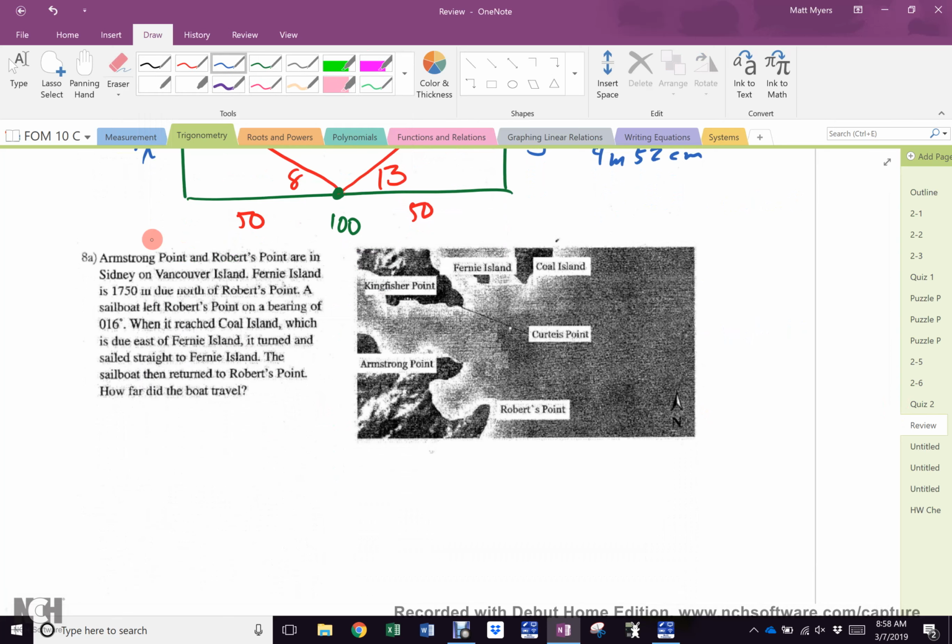This question. First one, I start at Roberts Point, and I sail off at 16 degrees to Coal Island. Then over to Fernie Island, then back. Now, straight north is 0. I start counting at 0. I start counting that way. So I have this triangle, 16, and I know that Fernie Island, right there, is 1750.